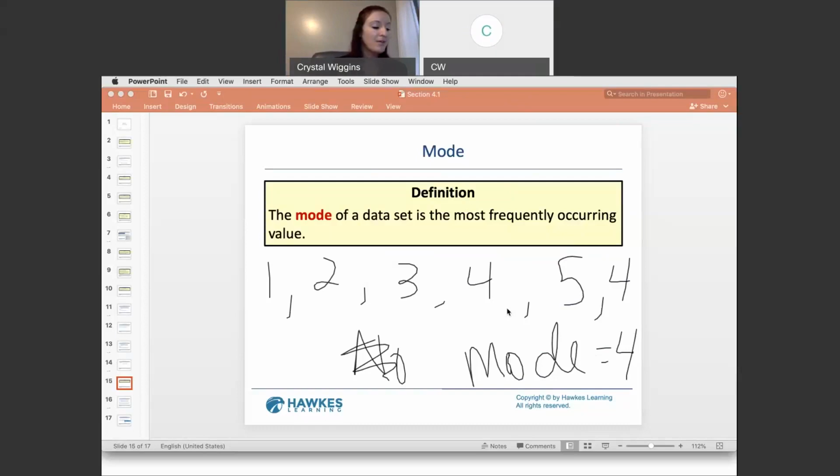It's possible that you might have 2 of the same frequency. So let's say that there was another 3 in this data set. We would call this data set then bimodal, because bi means 2. So bimodal means 2 modes, and you would say that the mode is 3 and 4.